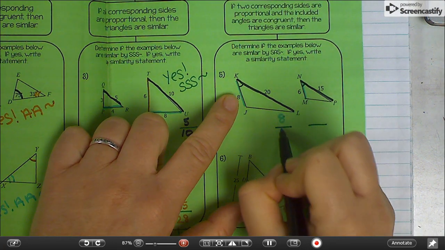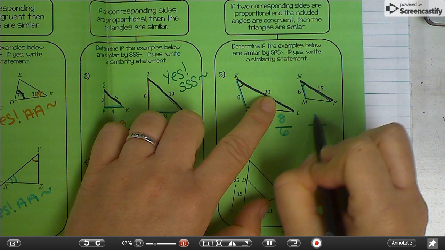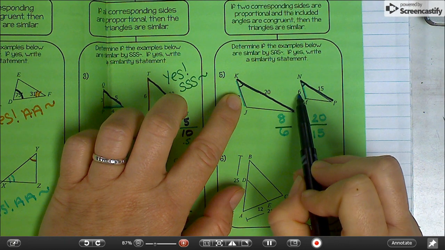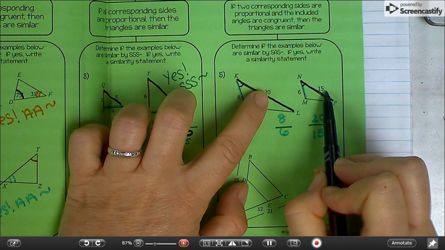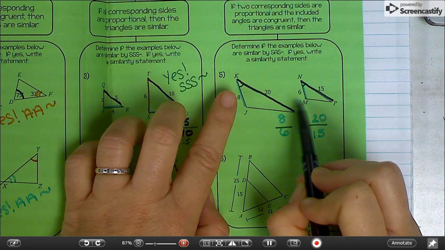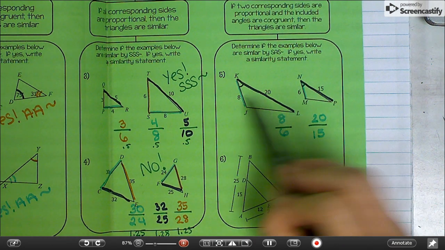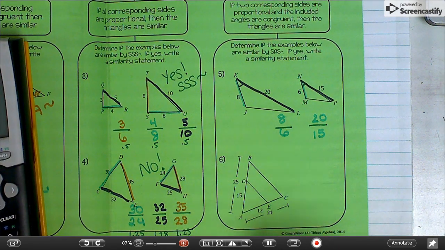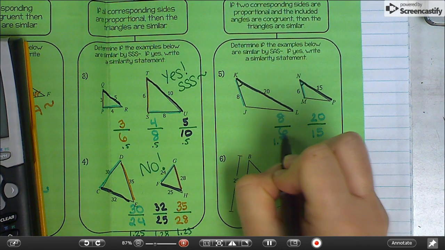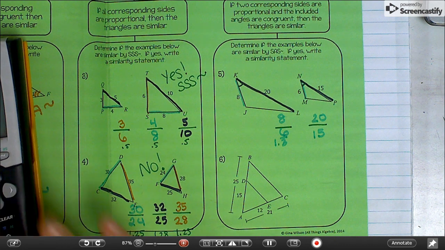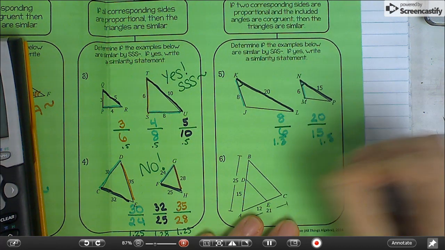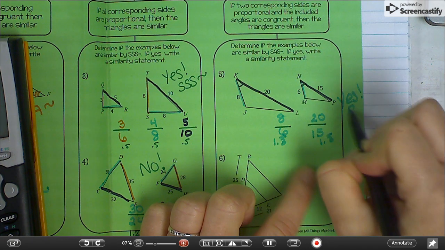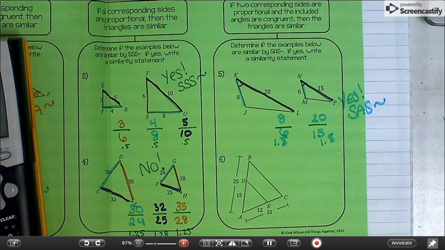So we have 8 over 6 and 20 over 15. Be careful that you don't do 8 over 6 and then 15 over 20. That wouldn't be proportional. You need to go big to small, or small to big, small to big. All right, let's check those. 8 divided by 6 is 1.3 repeating. 20 divided by 15 is 1.3 repeating. Since they are exactly the same, then yes, these are similar by side angle side similarity.